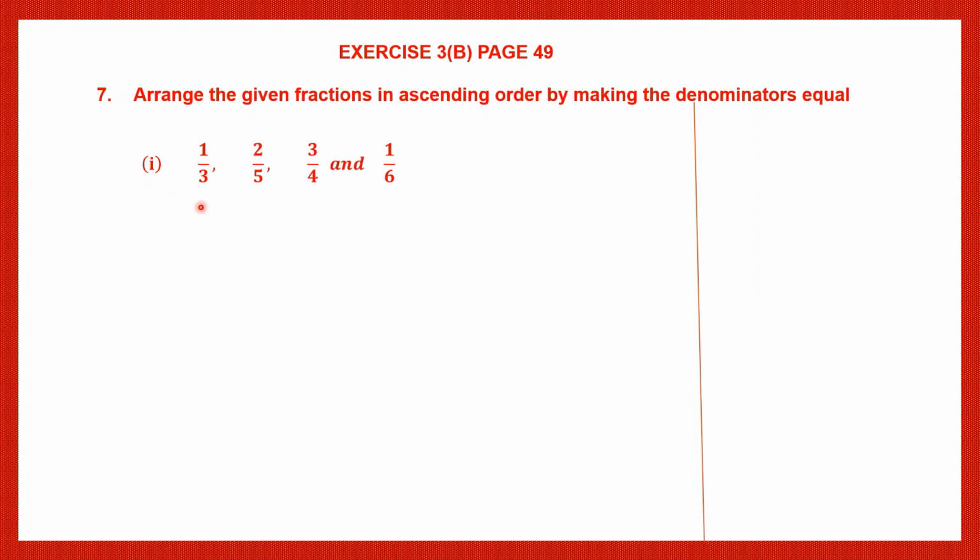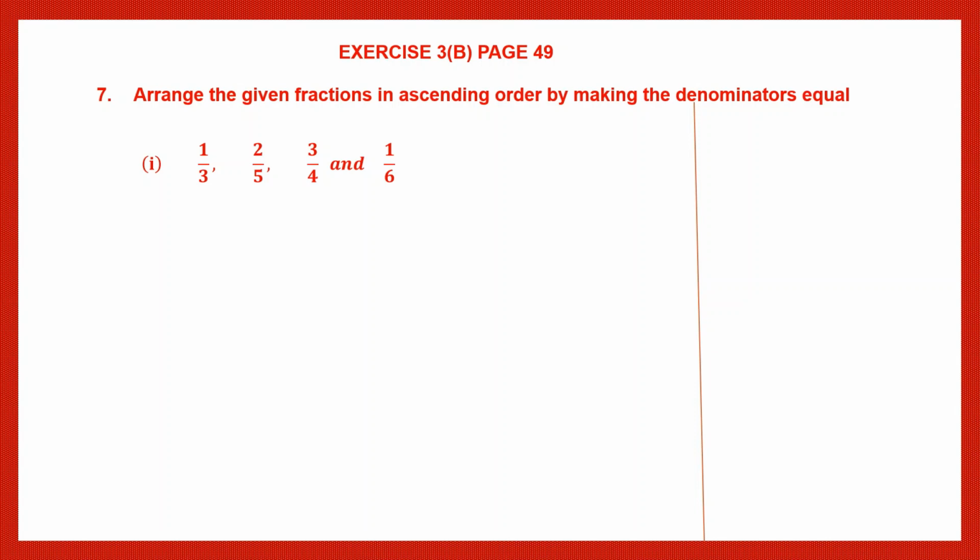So here there are fractions given to us. We have to arrange them in ascending order. That means arrange them from small to big by making the denominators equal. So here we are going to first make the denominators equal and then arrange them from small to big in ascending order. So let's write down the fractions first.